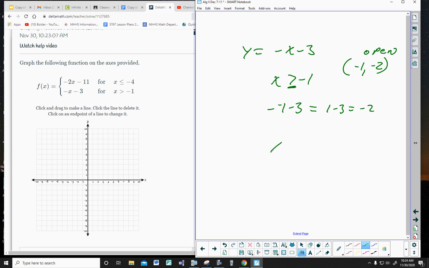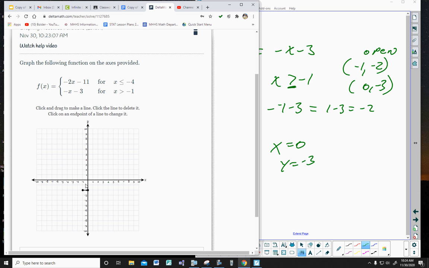Now let's try greater than negative 1. So how about x is 0? Fill 0 in, you get y is negative 3, because this just wipes out. So then you got the coordinate 0, negative 3. So do this one first. Negative 1, negative 2.